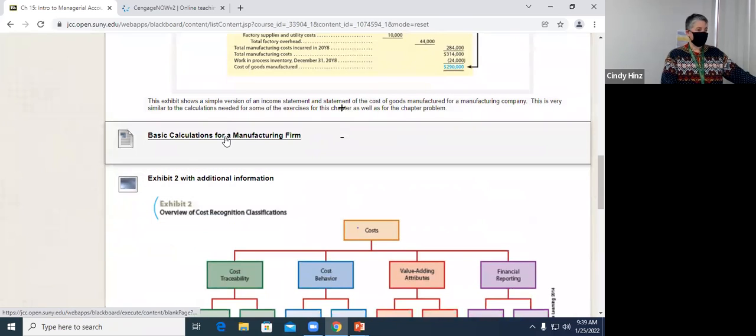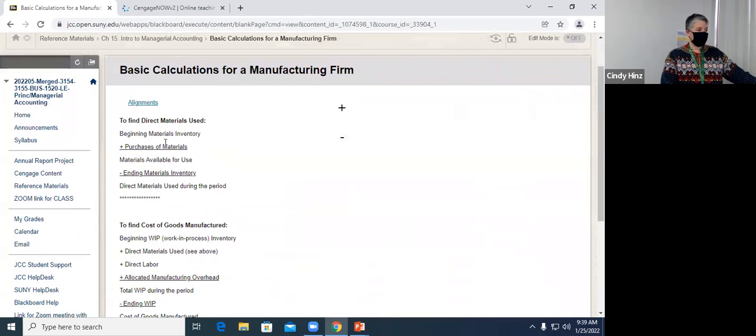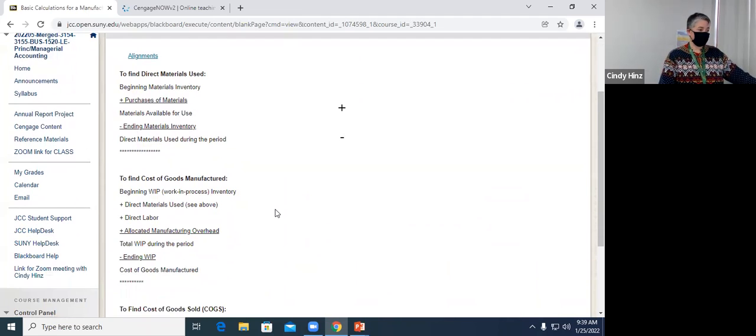So this is the page I was just mentioning, the basic calculations, and it's right here. That same calculation we just did is right here with the pluses and minuses in the necessary spot. So if you get stuck, if you're not sure, come back here and refer to this page.